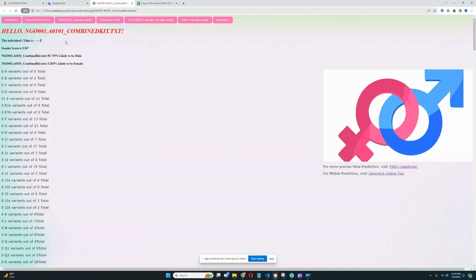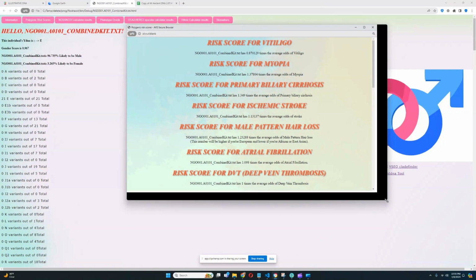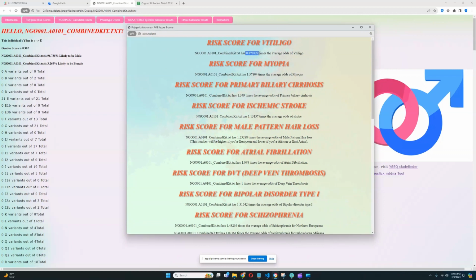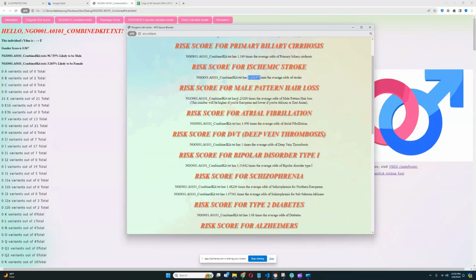Now let's go ahead and look at the polygenic risk scores. And it looks like he's got a slightly below average score for vitiligo, a slightly above average score for myopia, slightly above average score for primary biliary cirrhosis, slightly above average score for stroke, slightly above average score for male pattern hair loss, which is kind of weird because typically sub-Saharan Africans will score lower for this.